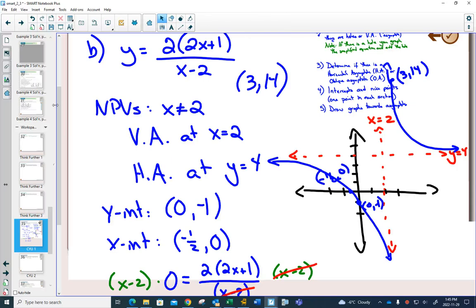So we draw our asymptotes first, find some nice points, and then your graph gets drawn towards the asymptotes. The rules itself aren't too bad.